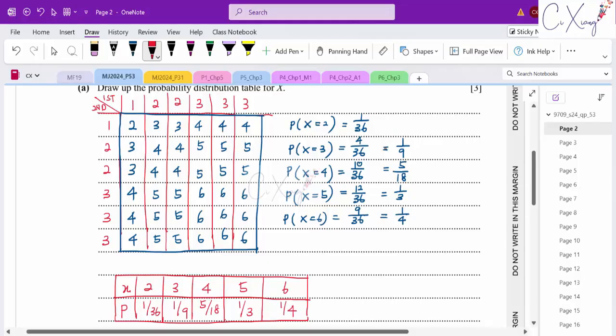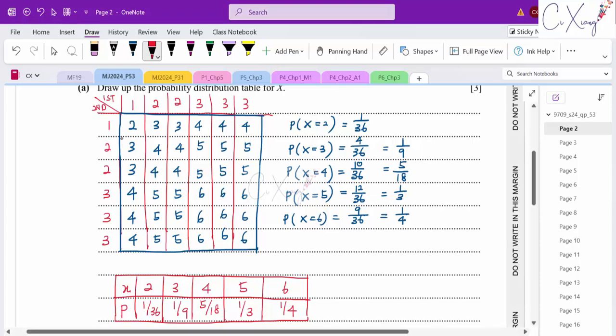Then to double check the final answer, you just try to add all of them together. Okay, so you add all the probability together and see whether it equals 1 or not. If it equals 1, then very likely your answer is correct. But if, let's say, when you total up all the probability, it is not equal to 1, that means something is wrong with your answer. Then you have to double check again.